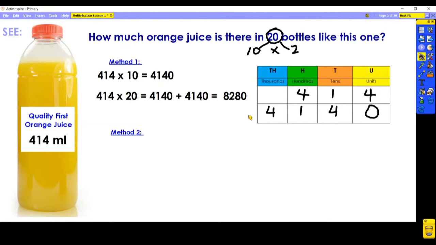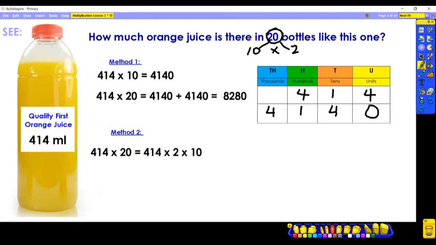There's another way to solve this question though. In method 2, I worked out that 414 times 20 is the same as 414 times 2 times 10. So then I decided to multiply 414 times 2 first. I can show my working on the side. So I'm going to line up my numbers, 414 times 2.